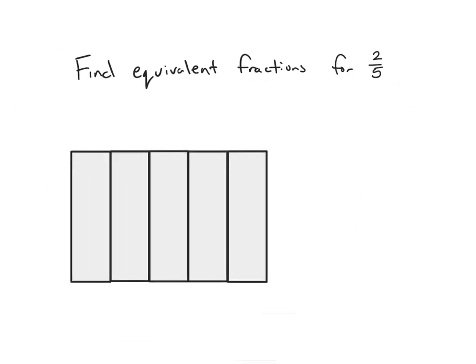So let's take a look at one last problem here. This problem's kind of open-ended, and we're just going to be finding equivalent fractions for 2/5. There's all sorts of equivalent fractions for 2/5, so I'm going to show you just a couple ways that we can do this. First I'm going to represent 2/5 in my area model by shading in 2 of the 5 equal parts that I have. So I have created 2/5 of the area model.